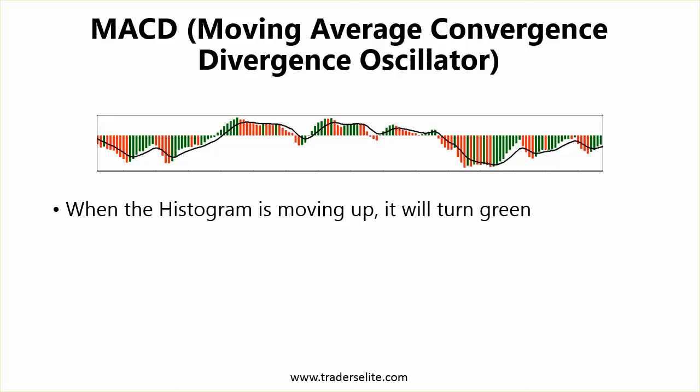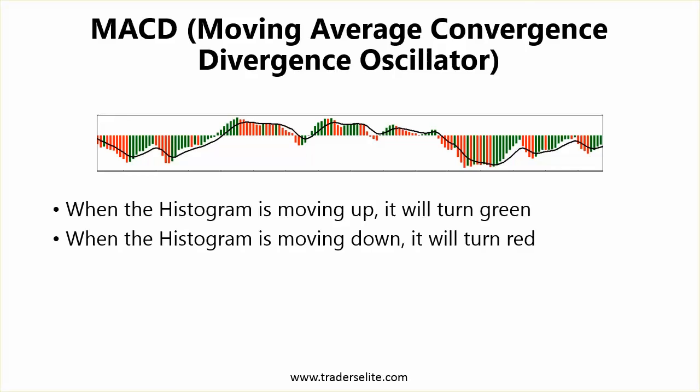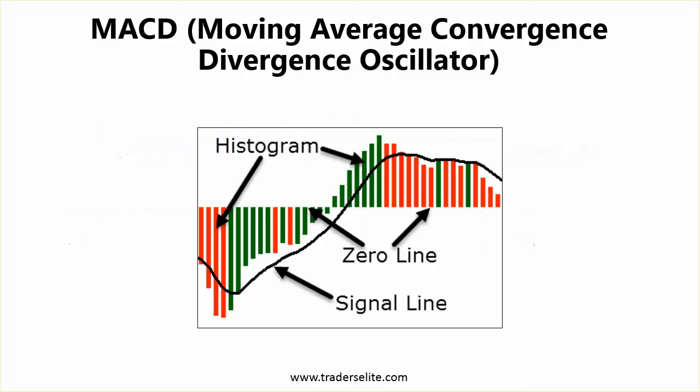That indicates that the price is moving up. When the histogram is moving down, it will turn red, regardless of whether it's on the top or on the bottom, and that gives us an indication that the price is moving down. So here we have a little bit more of a close-up. Again, we have our histogram, these vertical bars. Along here, we have what's called the zero line, and that's this invisible line that separates the top and the bottom.